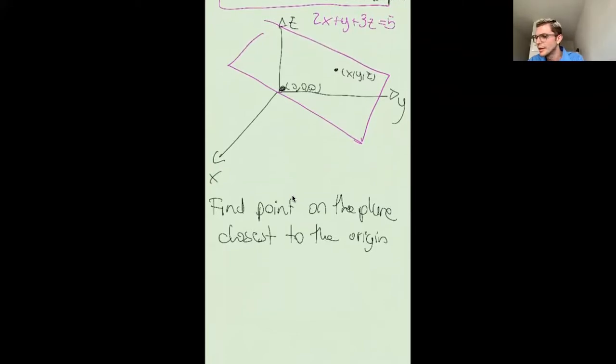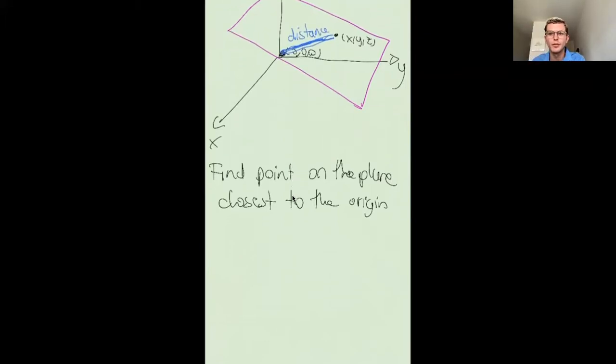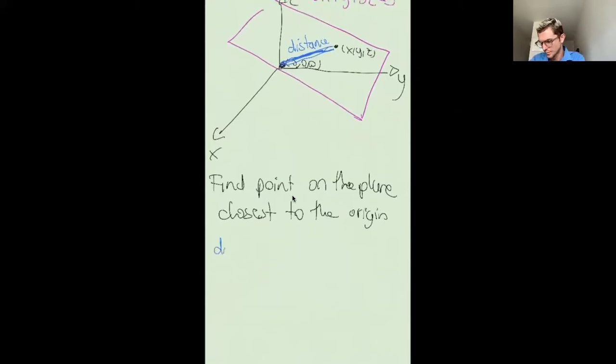So what does that mean? You're trying to find the distance between a point on the plane and the origin, and you're trying to make that as small as possible. So what's the formula for the distance between any point and the origin? Square root of x squared plus y squared plus z squared.